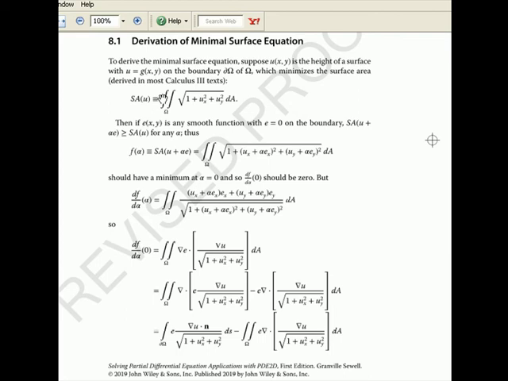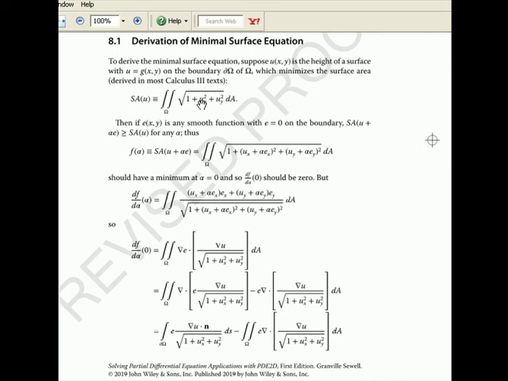And the minimal surface problem is to minimize the surface area of a membrane, an elastic membrane that's stretched over some kind of a frame. We will try to minimize the total surface area. The amount of energy is proportional to the surface area. So we want to minimize the surface area of a membrane whose height is u of x and y. So this is a two-dimensional problem only, with u given on the boundary of some region.